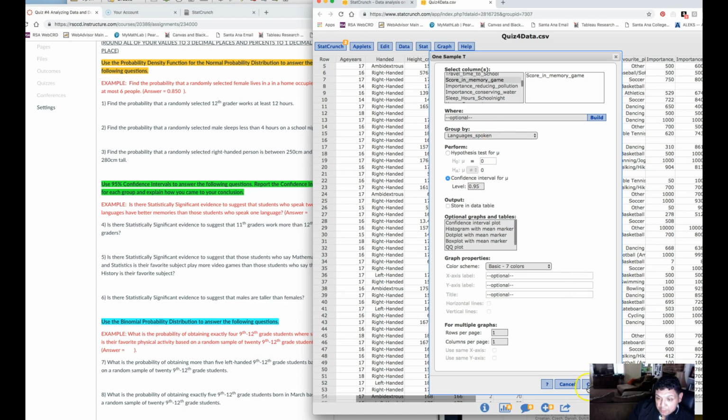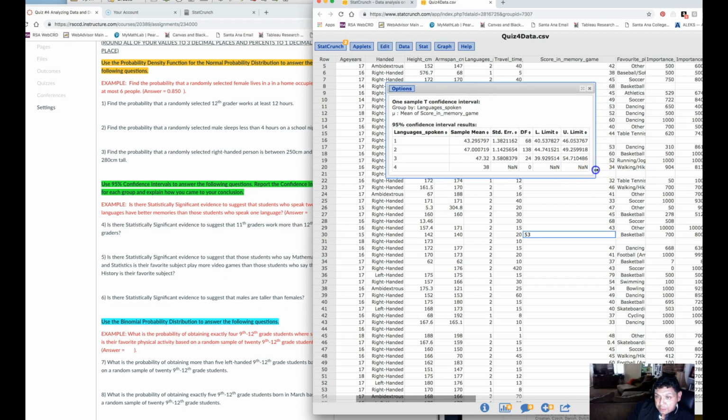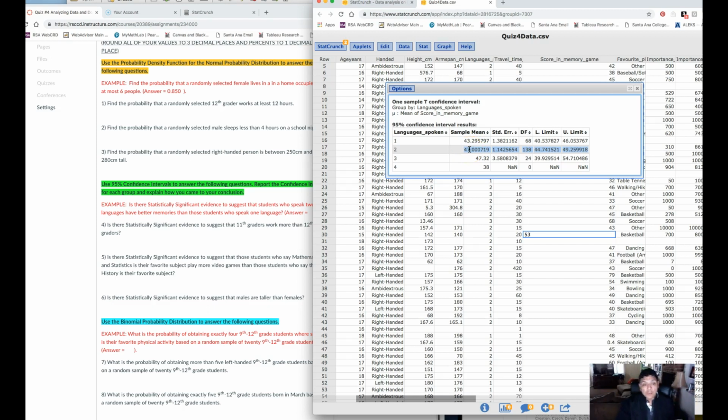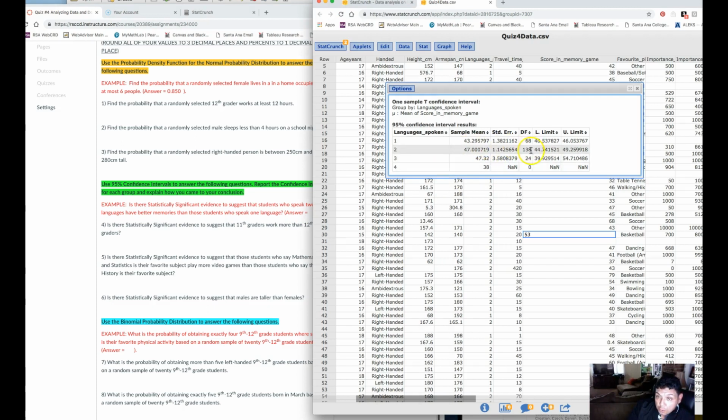And so we end up with this information here. The groups I'm comparing are those who speak 2 languages compared to those who speak 1. You can see the mean score for those who speak 2 languages is 47.001. Those who speak 1 language, their memory score is 40. So do we have statistically significant evidence? In this case, the answer would be no, there isn't.